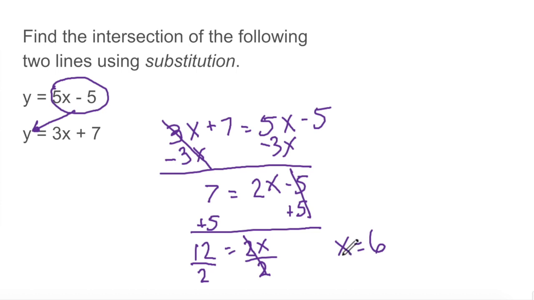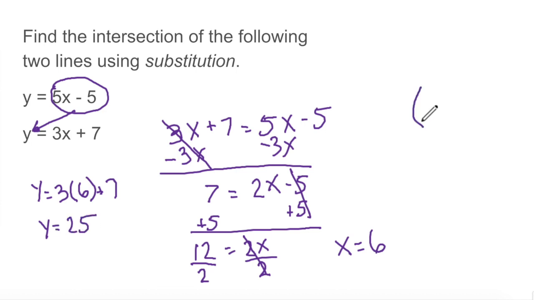So now we've found, well, almost the solution to the system of equations. We know what x is anyway. Now we can plug that x into either one of these and find out what y is. So this one takes the least amount of work, I think. y equals 3 times 6 plus 7, which is 18 plus 7, that's 25. So y equals 25.